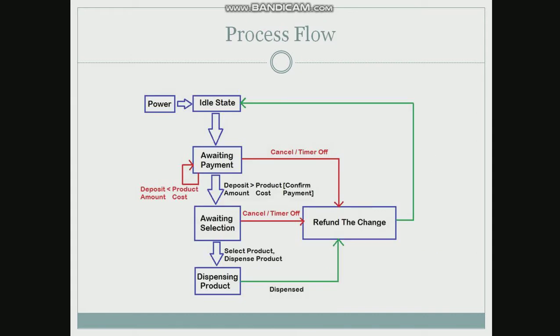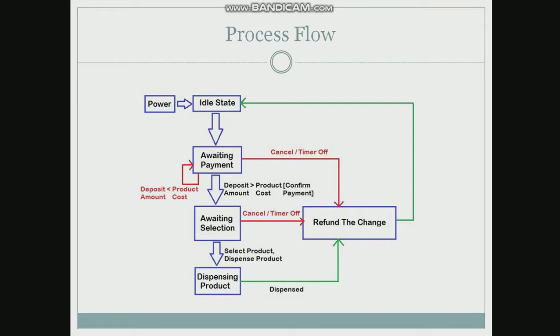The process flow for a vending machine starts with the idle state. It is important to note that vending machines are powered even in the idle state. The second state is awaiting payment. When the payment is performed, the deposited amount is compared with the product amount. If it is greater than or equal to the product amount, the next state is pursued. Otherwise, a message is displayed on the LED display to perform additional payment.